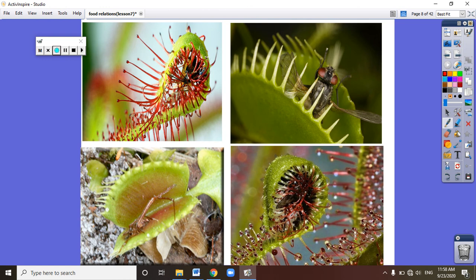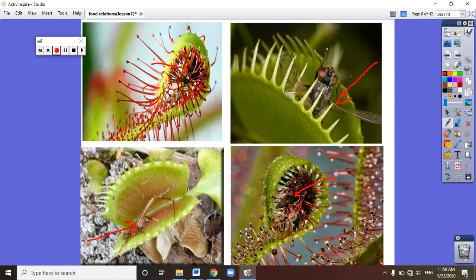As you can see here, this plant is devouring the small insect. The black thing here is the small insect. And also here, this plant is devouring a small insect. So Drosera and Dionaea are insect eaters or insectivores which cannot make their own protein, so they devour small insects to get their protein. How do these plants eat these insects?